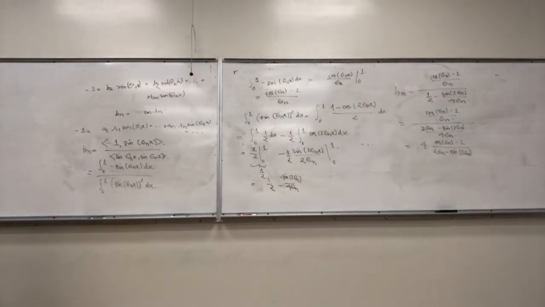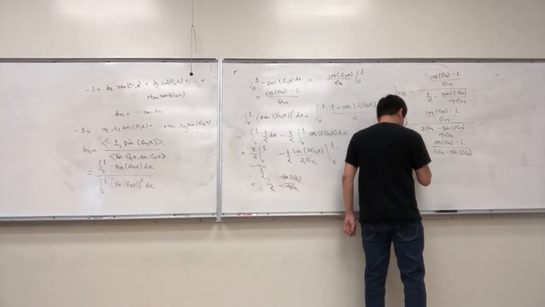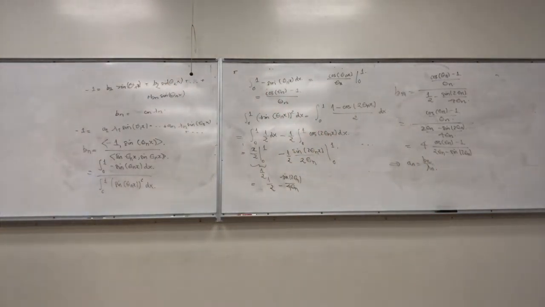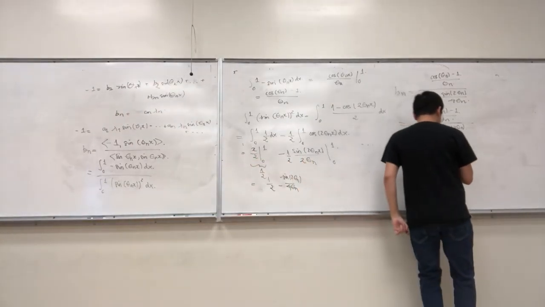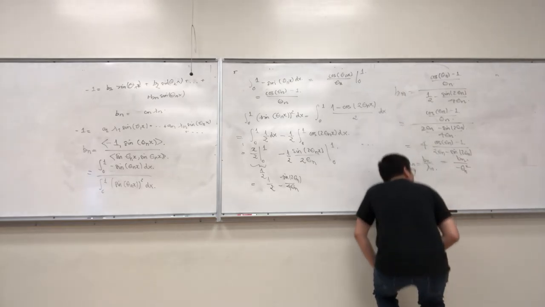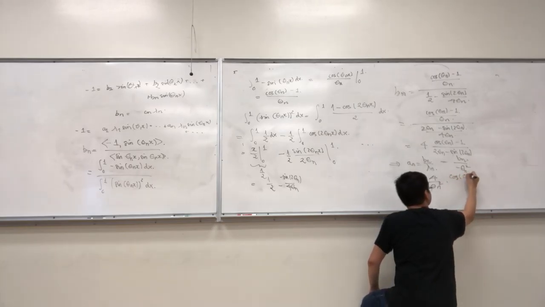Now this is Bn, so what is An? So An will be Bn over lambda n. So what is lambda n in terms of theta? Negative theta n squared. So lambda n will be minus theta n squared. So this gives me minus 4 over theta n squared times cosine of theta n minus 1 over 2 theta n minus sine of 2 theta n.